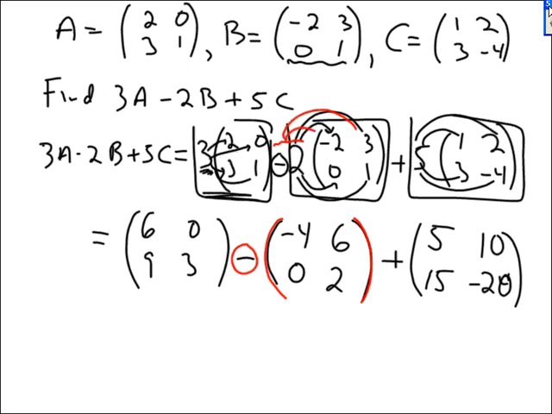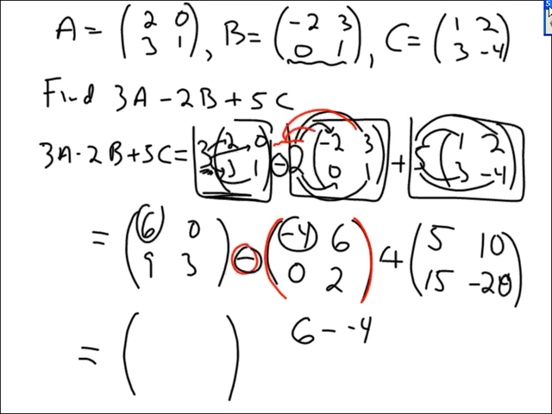Okay, so now what we want to do is add and subtract. And since all the matrices are the same size, we can do it. For the top left, we have to do 6 minus a negative 4 plus a 5.